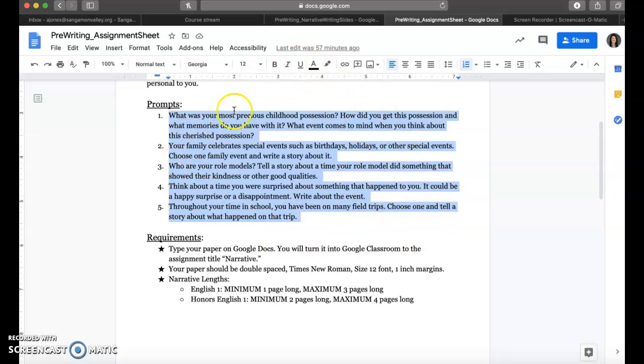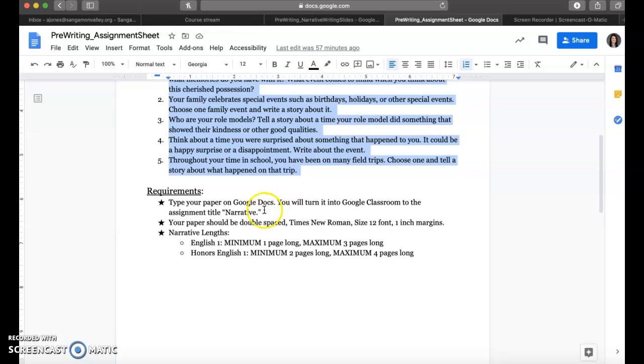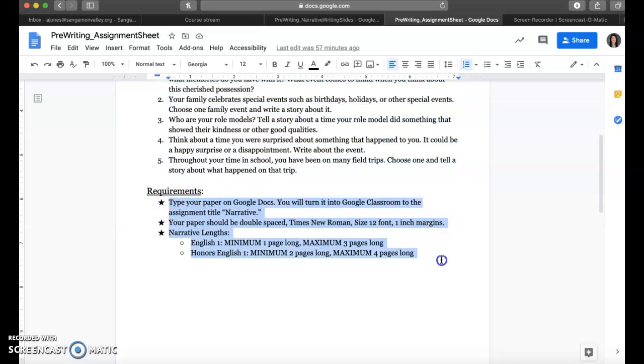Okay, make sure you are being specific and descriptive. Requirements: type your paper on a Google Doc. You'll turn it into Google Classroom. Your paper should be double-spaced, Times New Roman, size 12 font, 1-inch margins, and narrative length.